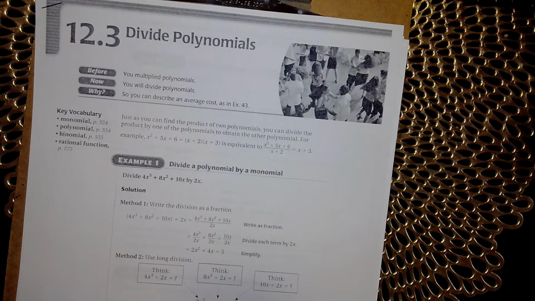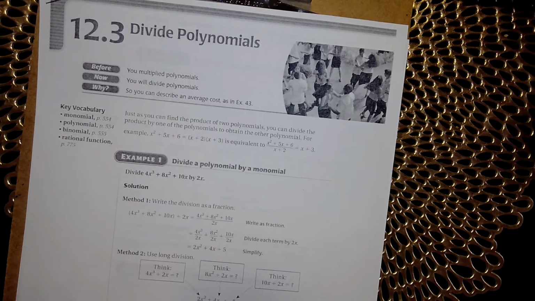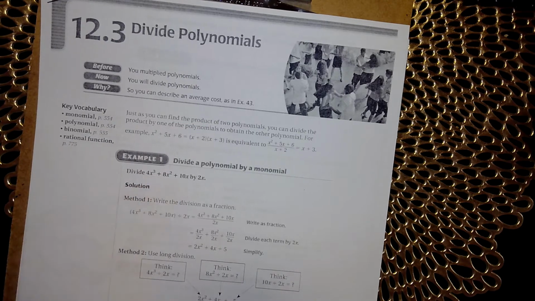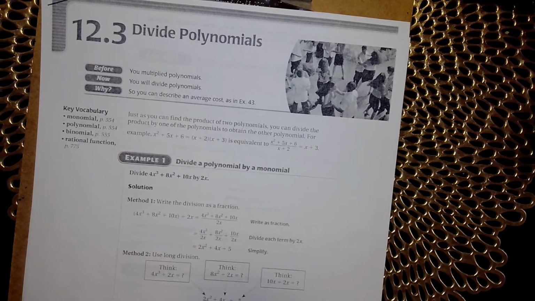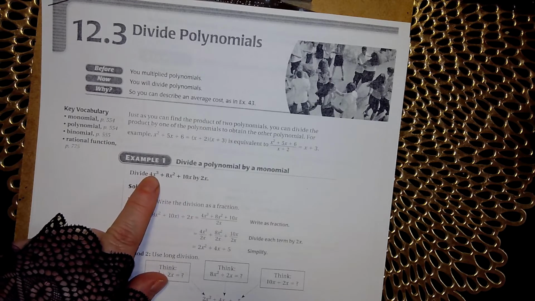12.3, dividing polynomials. This is a big thing. You have to be able to do this. So we're going to start. A polynomial, you know what that is. It can be as simple as 2x, just an x, or it can have a bunch of terms, all right? So one of the first things when you're dividing a polynomial is you always want to make sure it's written from the highest exponent to the lowest.